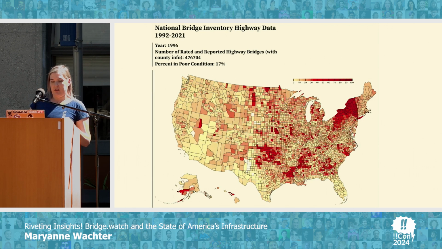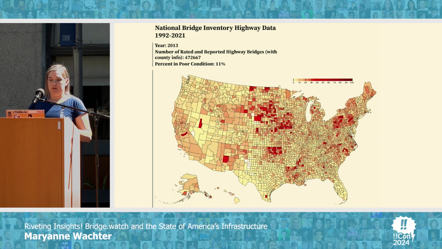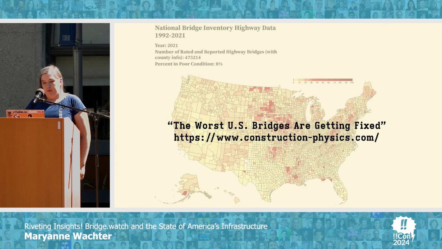When I got the initial data set, the first visualization I built was basically tracking the number of poor bridges. It started with 1992 data and ends with the 2021 data, and the percent in poor condition dropped from 18% to 8%. A cynic might say how they rate the bridge has changed, but that encoding hasn't changed since 1994. If you want to know more about this, I recommend reading the Construction Physics article about how the worst US bridges are getting fixed. Basically, the takeaway is that bridges are just becoming more average.